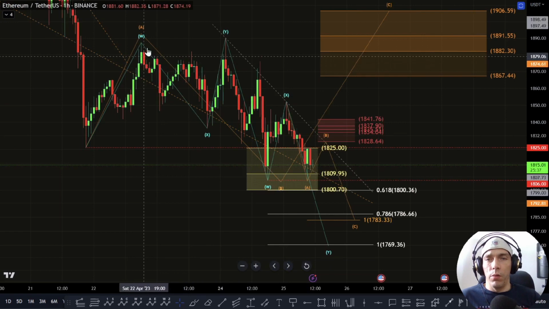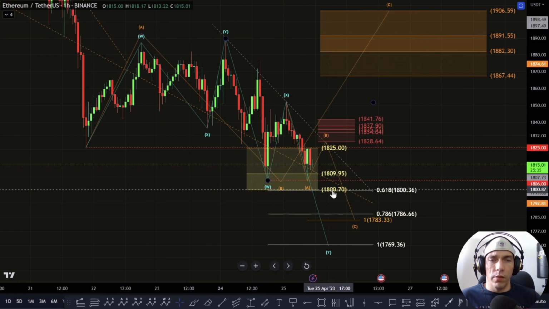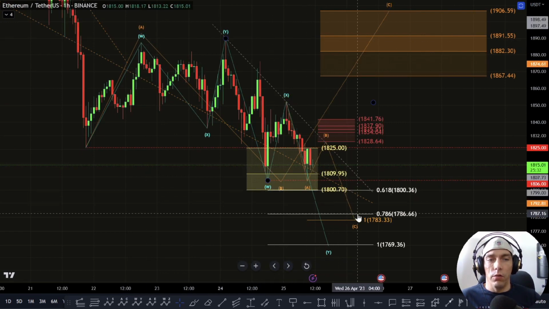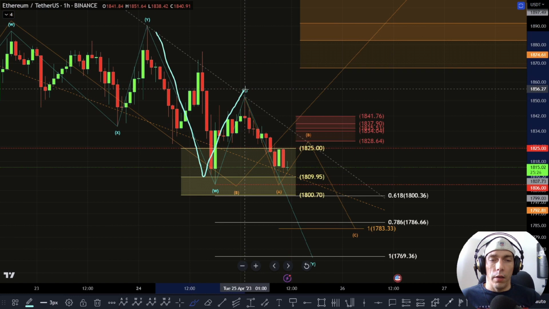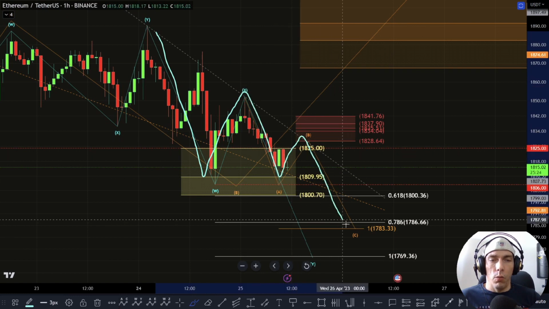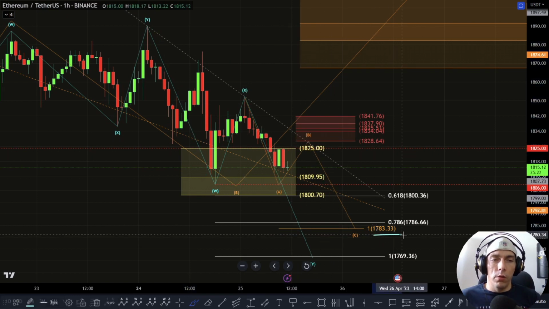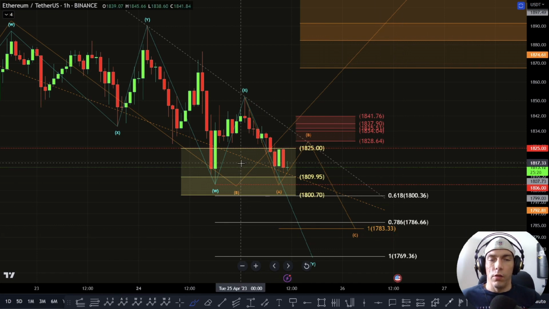Potentially we can argue that the B wave might not be complete, but I wouldn't really want to see it come much lower than this 1800 area. We could argue that within this, we've got a W and X, and then we could still have one more drop for the C wave, which could look to take us towards this 1783.